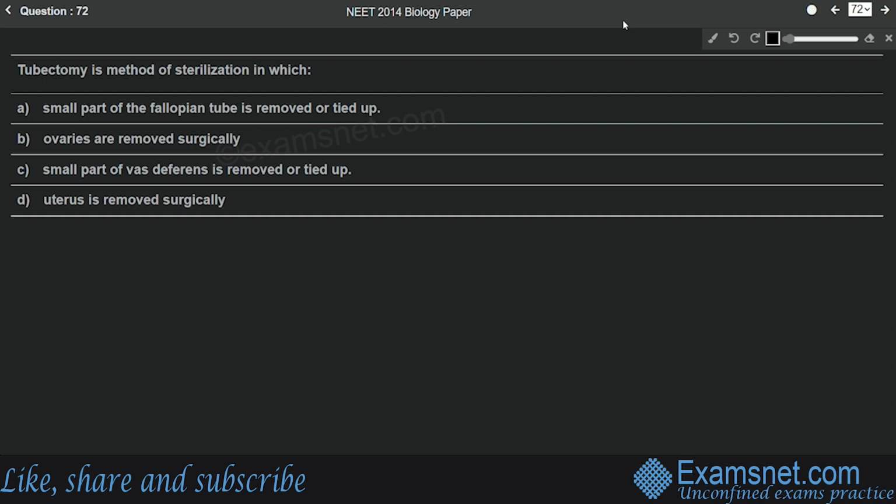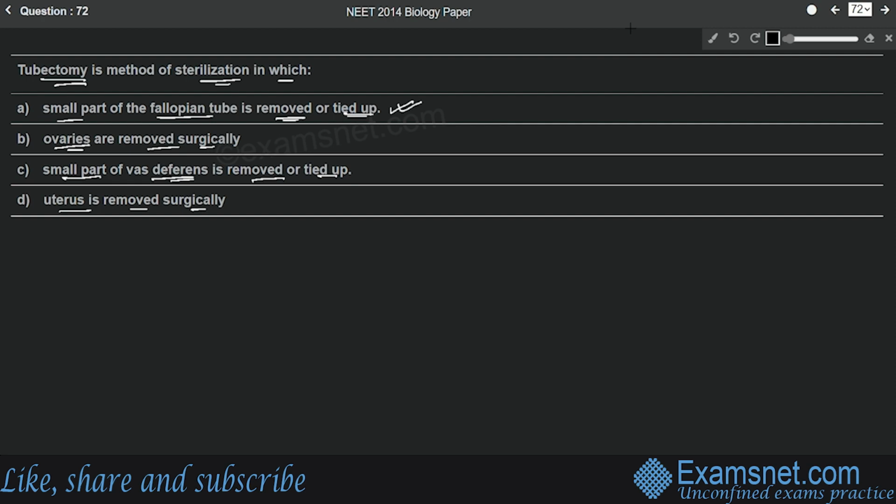Question number 72 is from the chapter Reproductive Health, and the question is, tubectomy is a method of sterilization in which option A, small part of the fallopian tube is removed or tied up. Option B, ovaries are removed surgically. Option C, small part of vas deferens is removed or tied up. And option D, uterus is removed surgically. Okay, so the correct answer will be option number A.